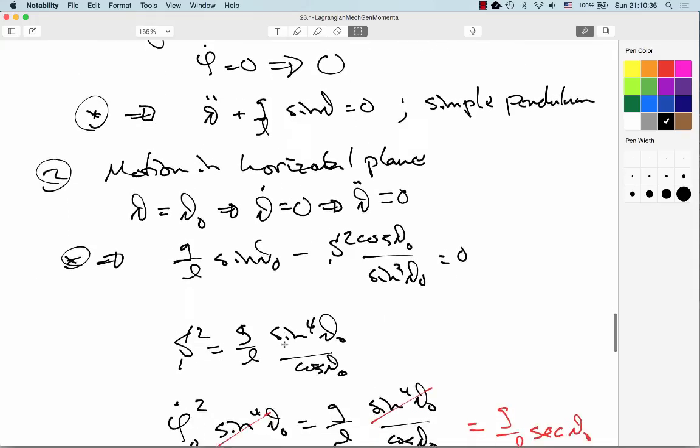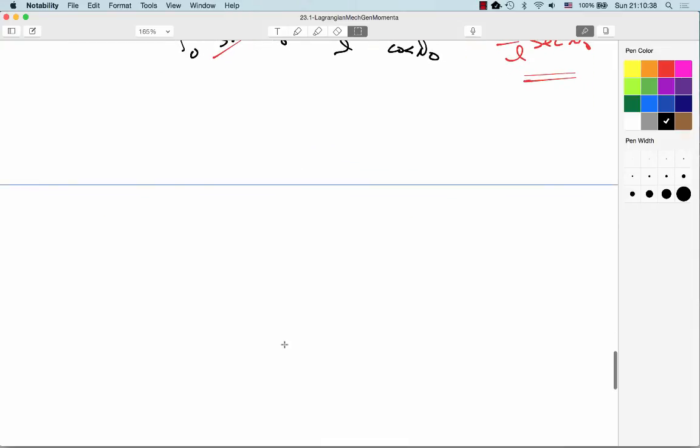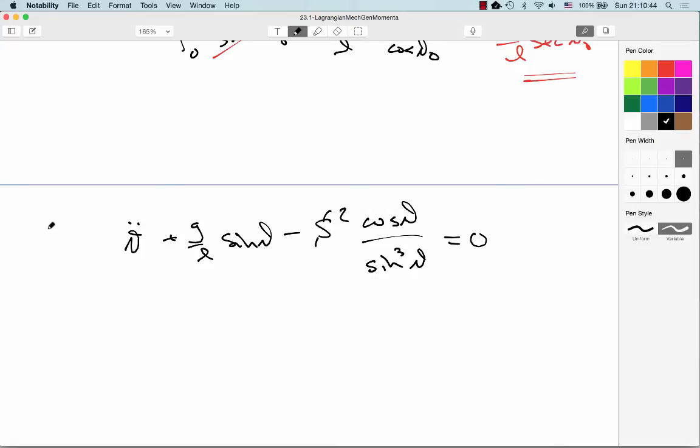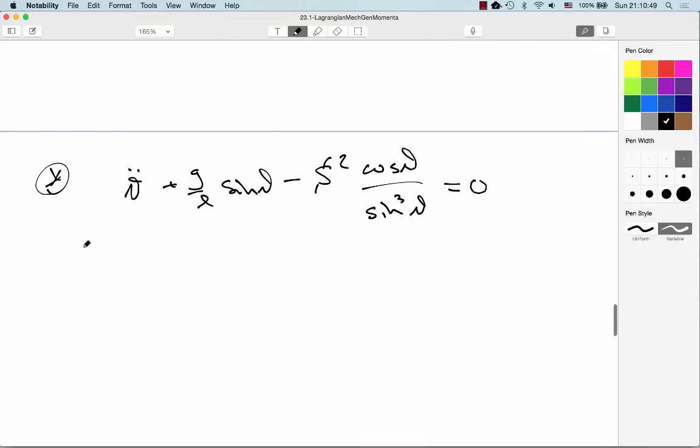So I'll copy and paste just to remember what star was. Excellent. So just rewriting that was star. Okay, so now we'll let theta vary slightly about theta naught.